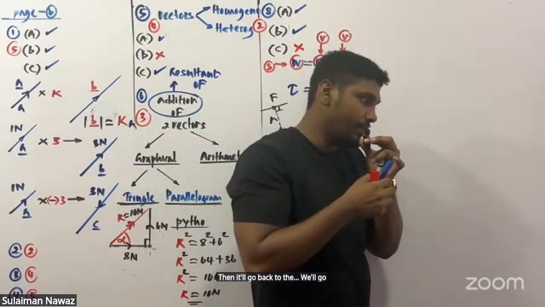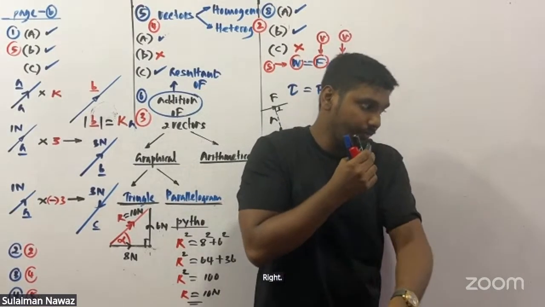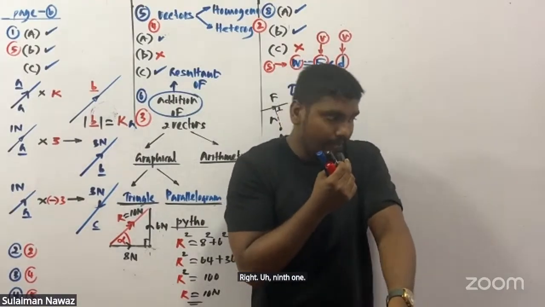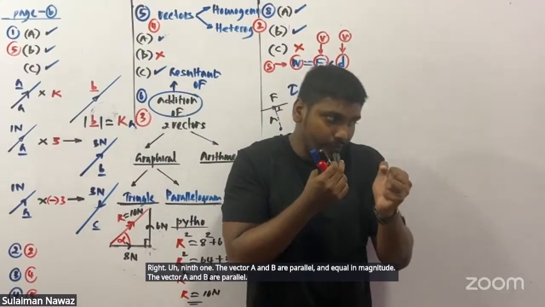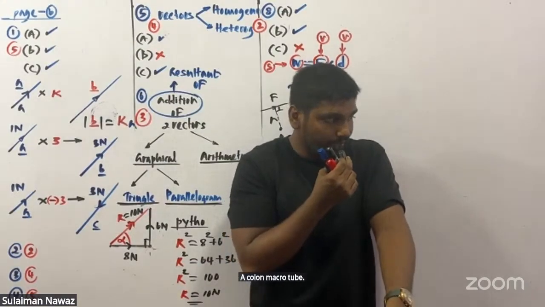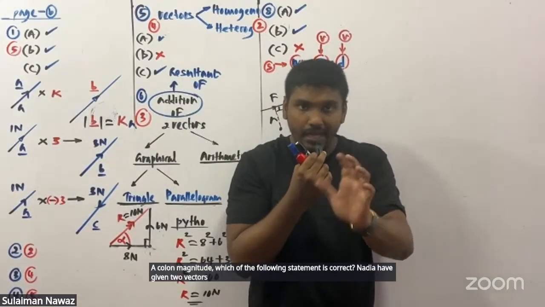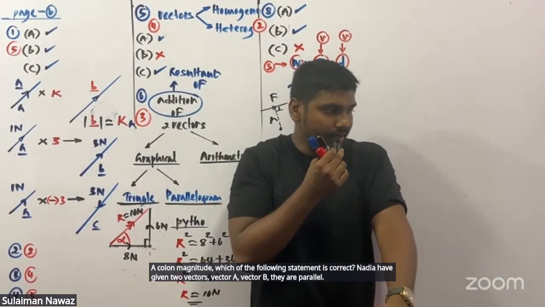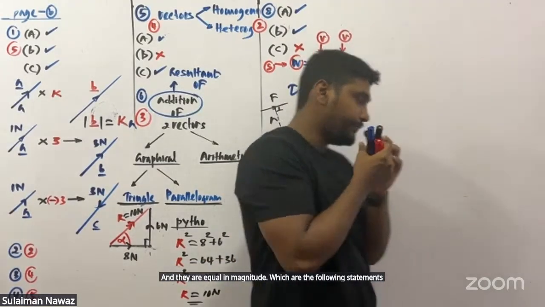ninth one. The vectors A and B are parallel and equal in magnitude. Which of the following statements is correct? Now they have given two vectors, vector A and vector B. They are parallel and they are equal in magnitude. Which of the following statements is correct?